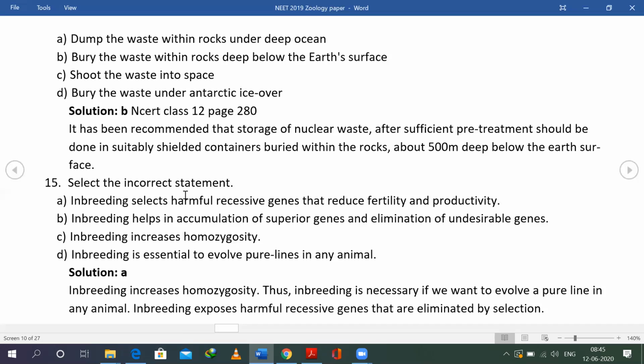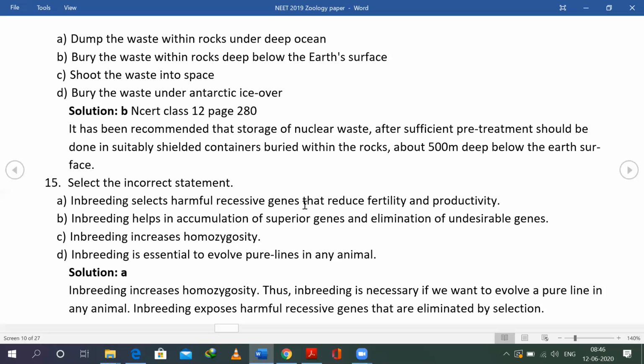Select the incorrect statement among the given statements. Inbreeding selects harmful recessive genes that reduce the fertility and productivity. Inbreeding eliminates the recessive genes. We do not want these recessive genes, they will be eliminated. It doesn't select them. And inbreeding helps in the accumulation of superior genes. So harmful genes will be eliminated so that the superior genes will be selected, and undesirable genes are eliminated. Undesirable genes are the recessive genes, right? We do not want them, so they will be eliminated and will not be selected.